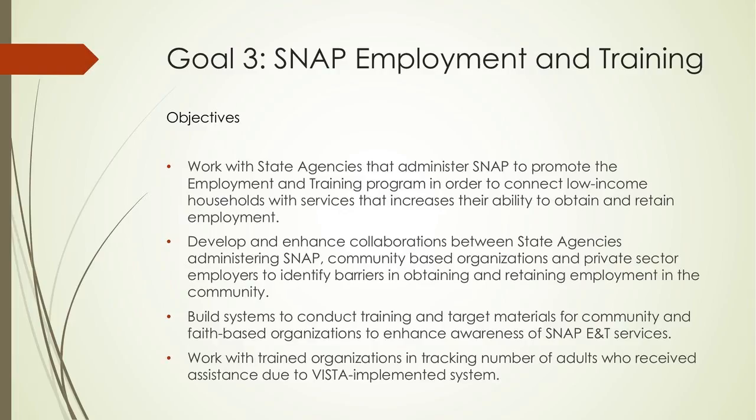components. These objectives include: work with state agencies that promote the employment and training program in order to connect low-income households with services that increase their ability to obtain and retain employment; develop and enhance collaborations between state agencies administering SNAP, community-based organizations, and private sector employers to identify barriers in obtaining and retaining employment in the community; build systems to conduct training and target materials for community and faith-based organizations to enhance awareness of SNAP E&T services; and work with trained organizations in tracking the number of adults who received assistance due to the VISTA-implemented system.